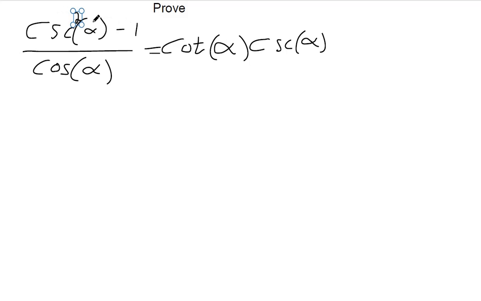Oops, sorry, this is cosecant squared. That's a big difference. If it's cosecant theta, then they're not equal to each other. Okay. So cosecant squared alpha minus 1 over cosine alpha. We're supposed to prove that equals this.